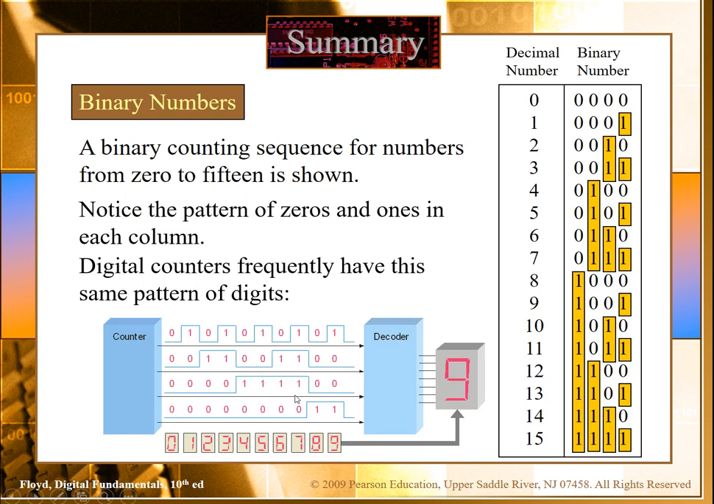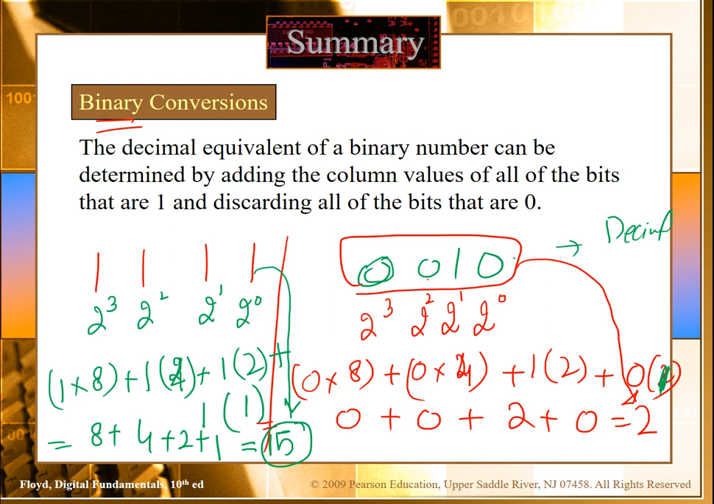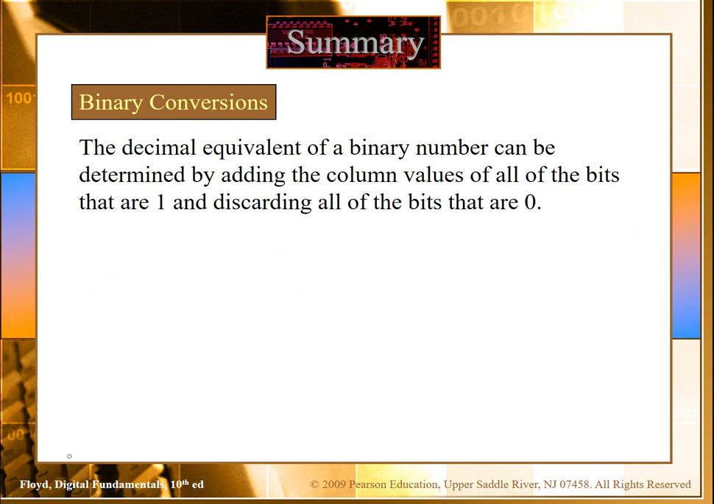Now if you see this column, 15 is 1111, and 2 is 0010. Similarly you can convert any binary number to decimal, like we did here. The procedure is simple: just put up the powers and then do the sum of product form. That is the procedure for the conversion from binary to decimal.